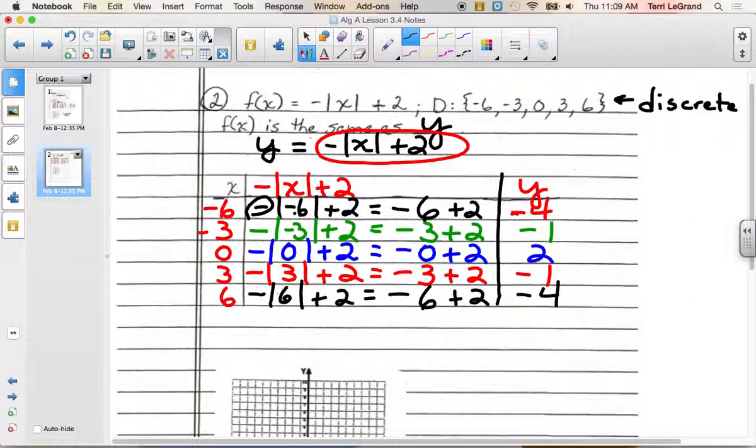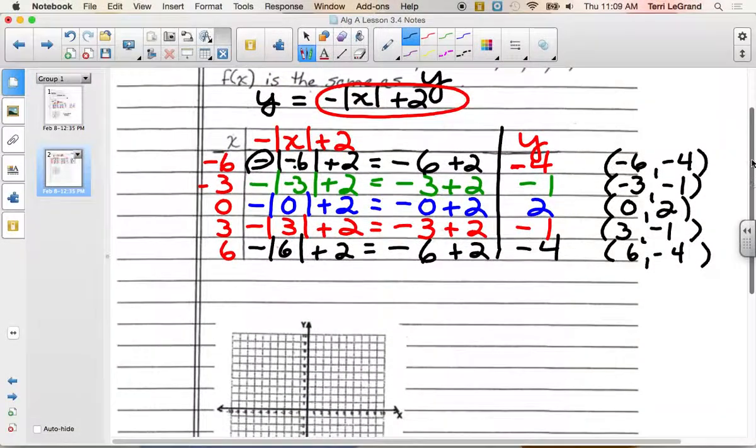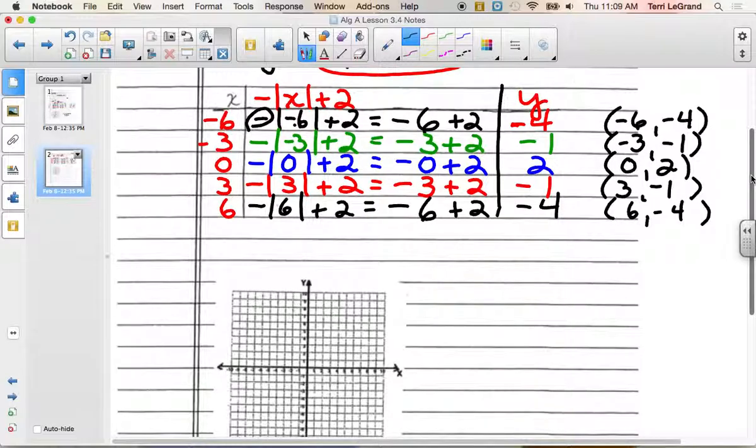Okay, let's write all of our ordered pairs over here. What do we have? Here we have -6, -4. This is going to create a box. 0, 2. I want you to write the ordered pairs. 3, -1, and 6, -4. And now you can go graph those 5 ordered pairs on a coordinate plane.